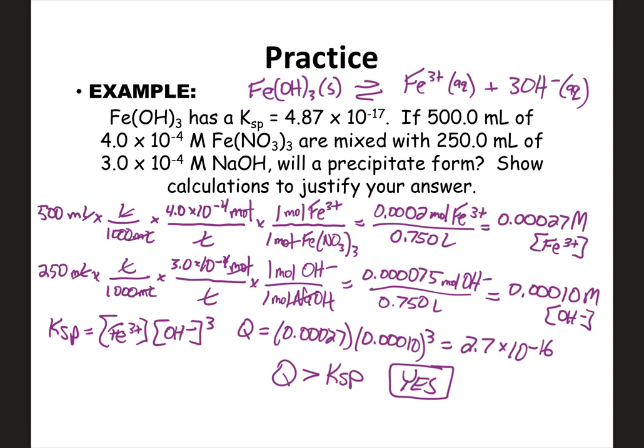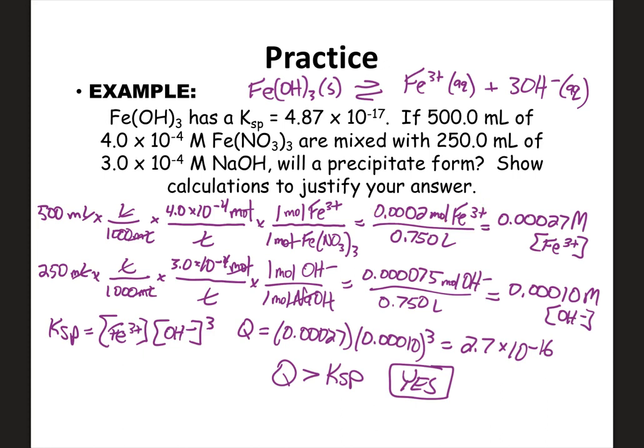So I knew in the 500 milliliters of the Fe(NO3)3, the only ion I care about is the Fe3+. So you take the milliliters that you started with, get it to liters, use the concentration of that solution, which gives you the number of moles of the Fe(NO3)3, but we only care about the Fe3+ in that. So for every one of the entire compound, there's just 1 mole of Fe3+. That gets us to the moles of Fe3+, which is what we care about.